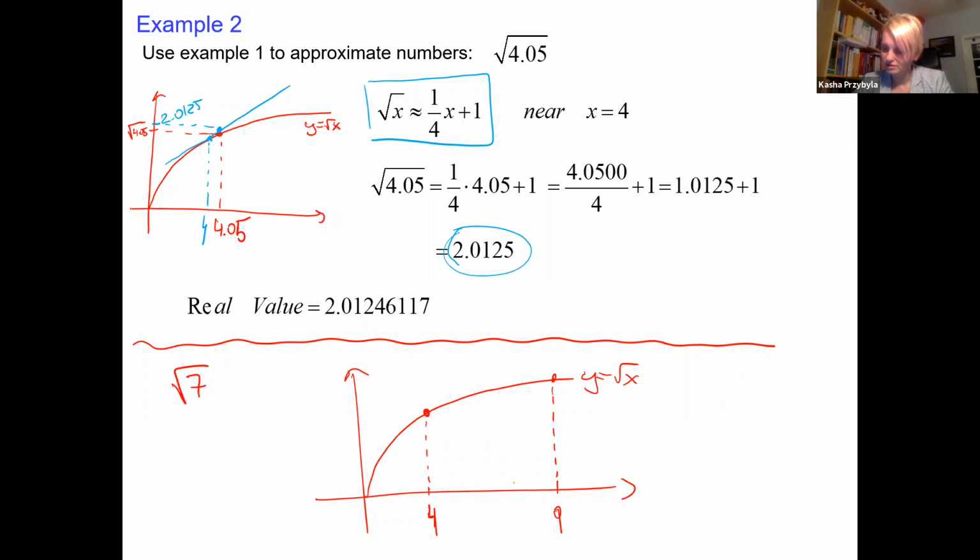the square root of 7. That means, what do you think? Shall we use the same tangent line? Which value? 7 is closer to 4 or to 9? What do you think? Which tangent line will be better?